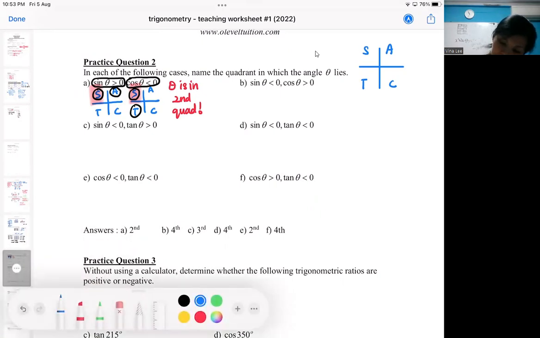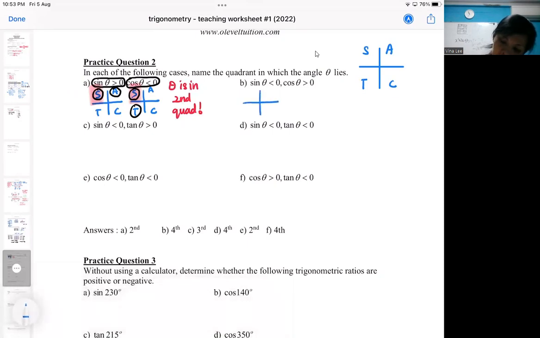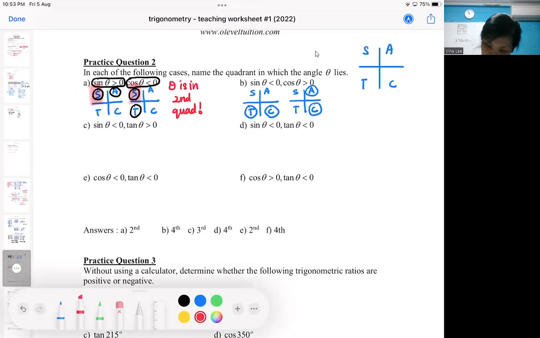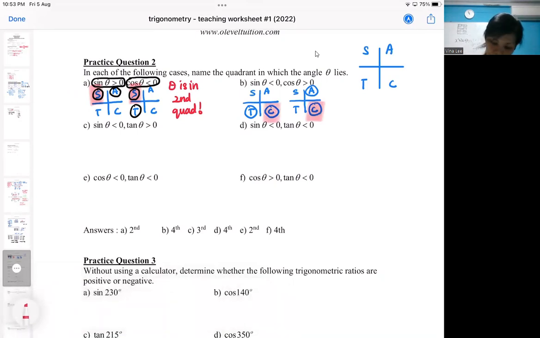The next one, sine is negative. So your ASTC, these two will be negative. Cosine positive will be these two. So you will take the common one. So in this case, theta is in the fourth quadrant.